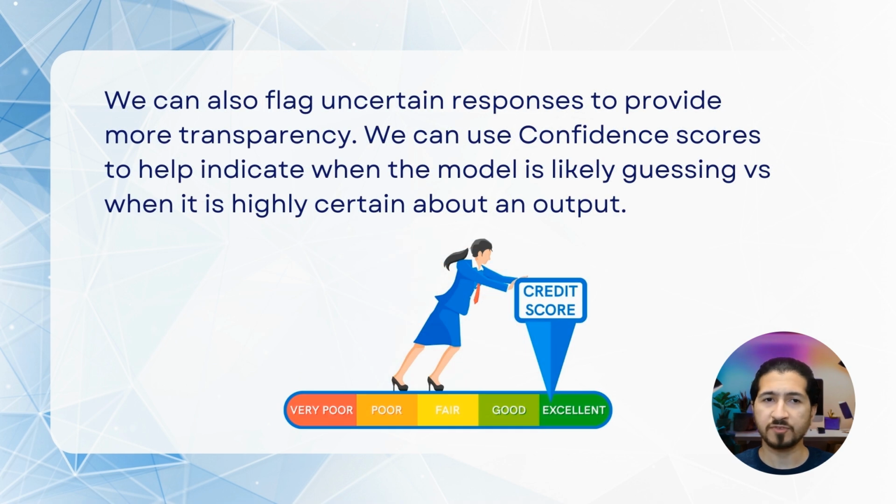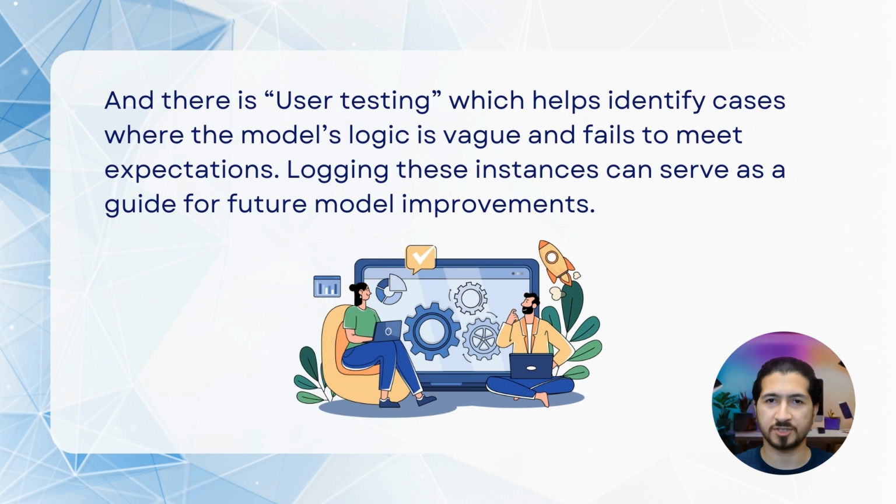We can also flag uncertain responses to provide more transparency. We can use confidence scores to help indicate when the model is likely guessing versus when it is highly certain about an output. And there is user testing, which helps identify cases where the model's logic is vague and fails to meet the expectations. Logging these instances can serve as a guide for future model improvements.